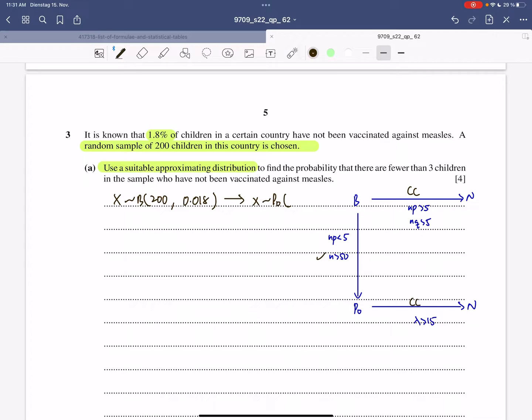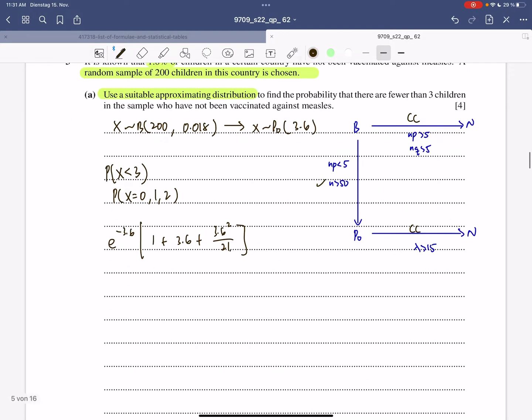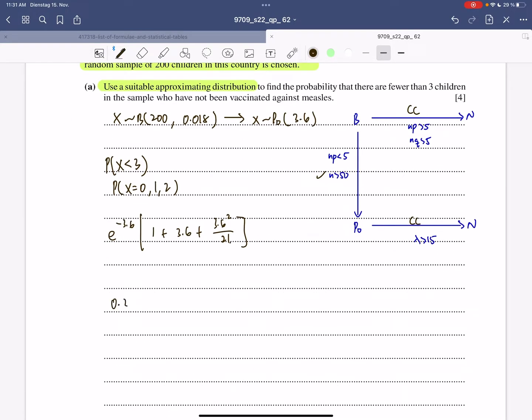So the lambda will be 3.6. For the question, fewer than 3 children, probability x less than 3, which means 3 is not inclusive, so probability x is 0, 1 and 2. So e to the power of negative lambda times 1 plus 3.6 plus 3.6 squared over 2 factorial. Dumping into the calculator, you get 0.303, which is 3 significant figures.